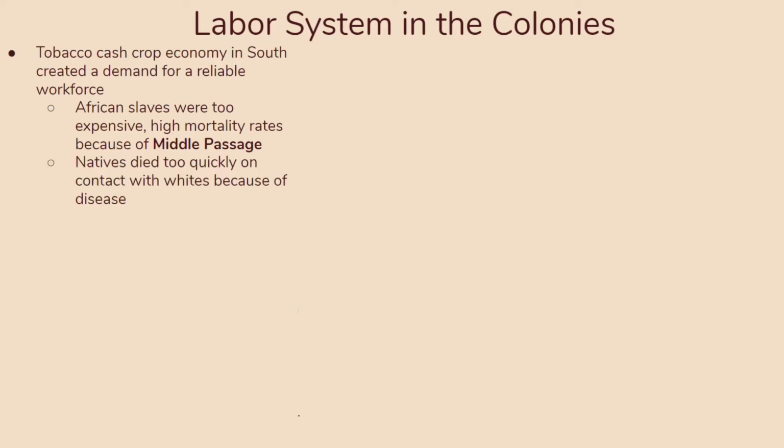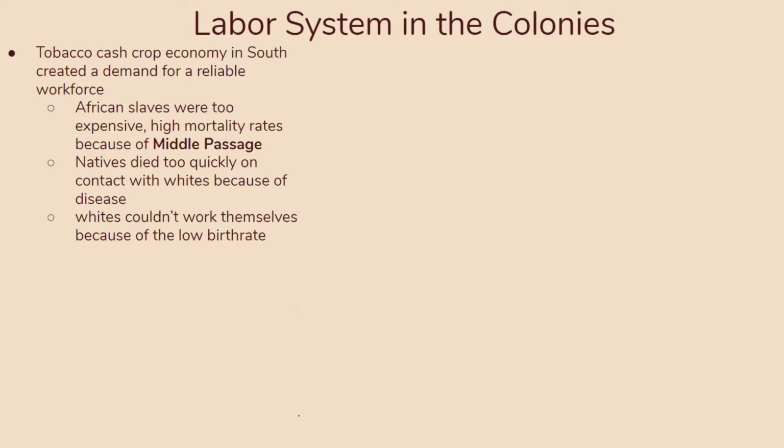There were also the natives who died too quickly on contact with the whites because of disease. Remember back when Columbus first arrived, he accidentally brought over smallpox and it decimated the native population. So just like that, the natives weren't really that useful to the colonists. And you should note that whites couldn't work themselves because of the low birth rate.